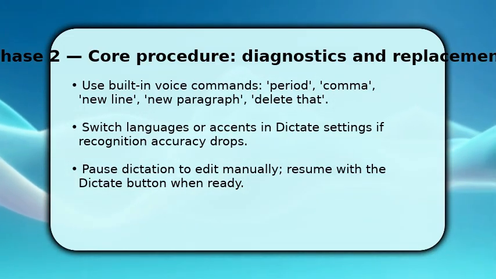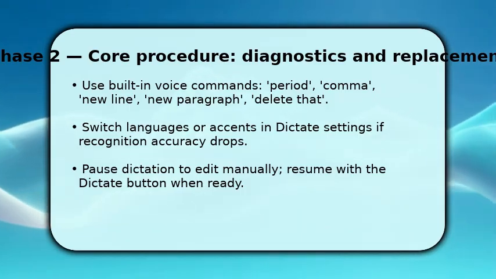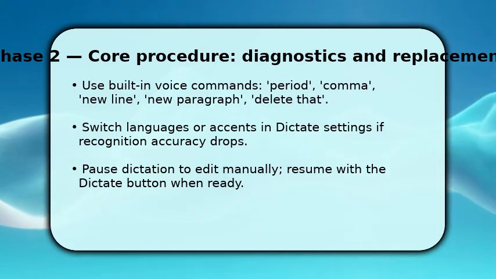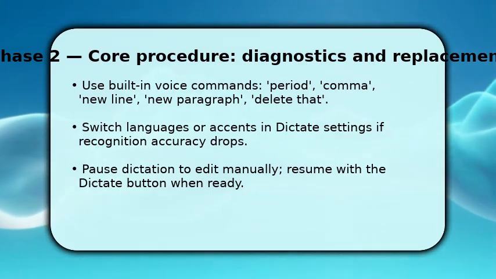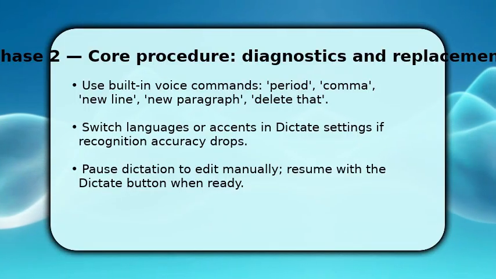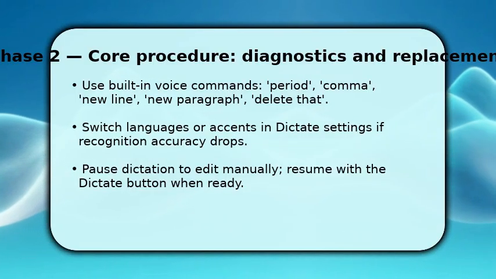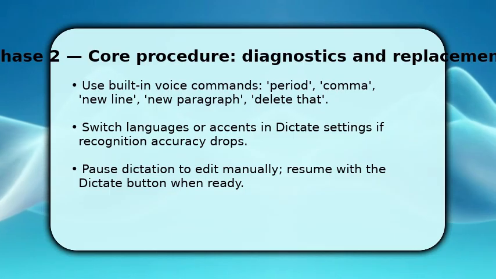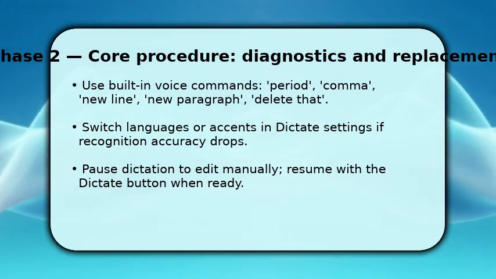If Word mishears your words, change the dictation language or accent in Dictate settings to match your voice. This improves accuracy. Make sure to pause dictation when you need to type or edit manually, and then resume by clicking Dictate again. This prevents accidental words being recorded.